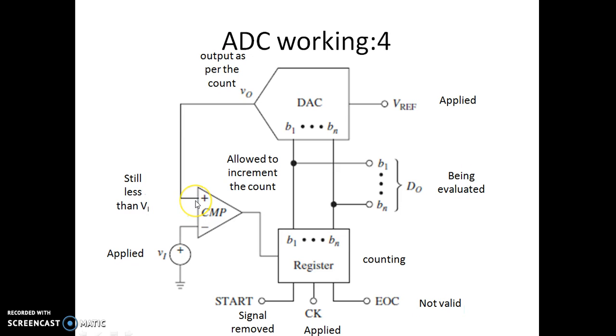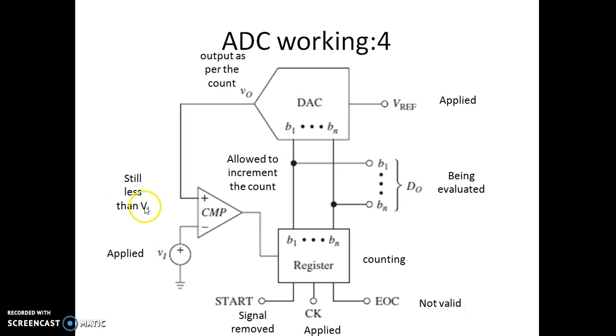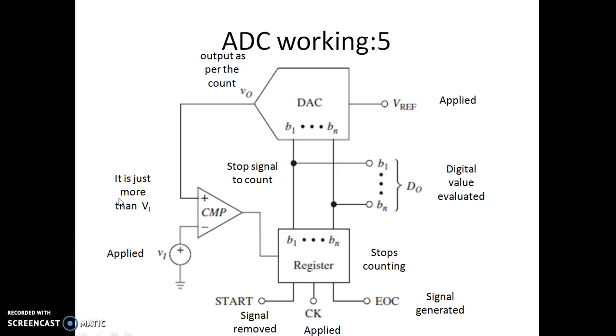Because till the previous state we were still allowing the counter to count. When you were allowing the counter to count, it keeps on incrementing, and a stage will be reached where the output voltage is slightly greater than the supplied voltage. So that's what it is. It is just more than Vi. Till this point we had some voltage which was allowing the counter to count. As soon as this increases beyond your Vi, the signal to count is stopped. So there is a stop signal for the counter.